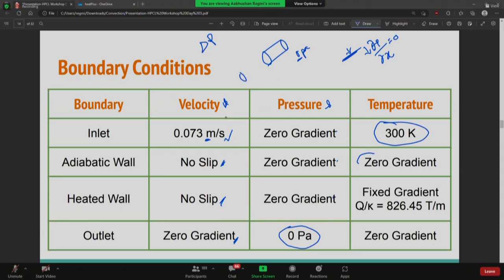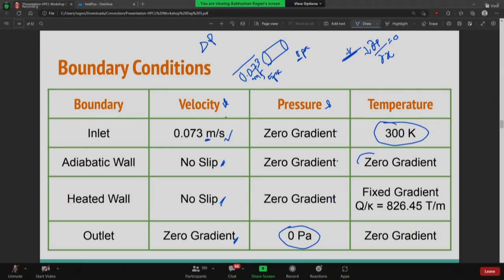Let me explain this. We know that our velocity is 0.073 meter per second. And at our outlet, we are fixing some pressure. It can be 0 or 5. This is just an arbitrary value; you can give it any value. And it will calculate what pressure we have to give at the inlet so that our flow will maintain this 0.073 velocity at the inlet. Did you get it? Yes. Someone wanted to ask me some other question.